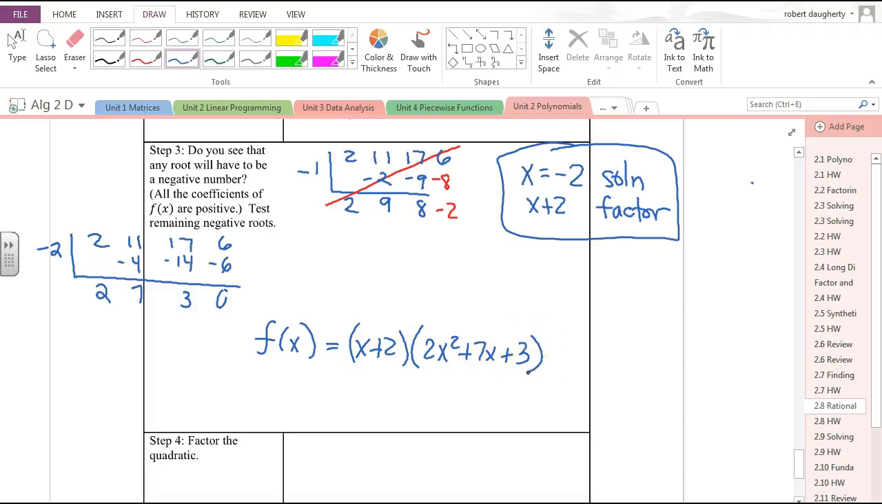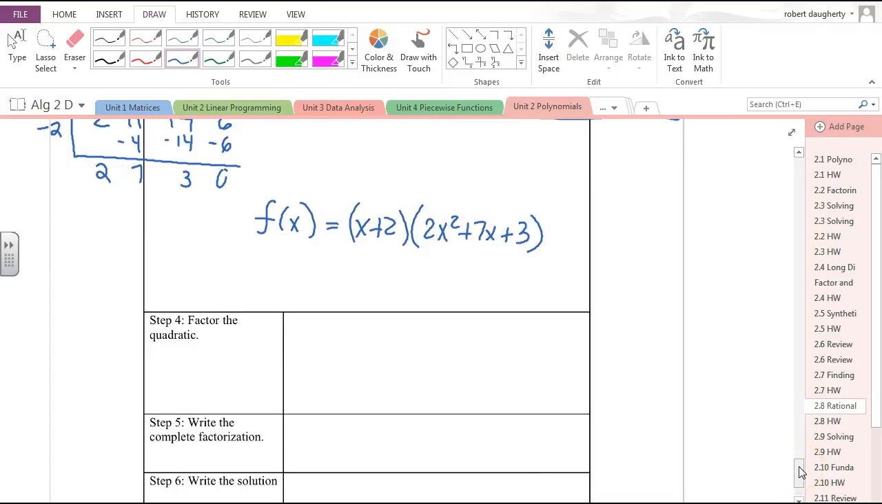Okay. So I need to now factor this. So I need 2 numbers that multiply to give me a 6, and add to give me a 7. So that's what, a 1 and a 6? So I can write this as 2x squared plus x plus 6x plus 3.